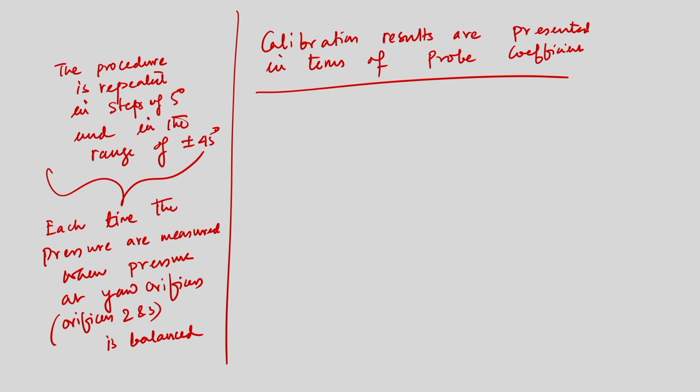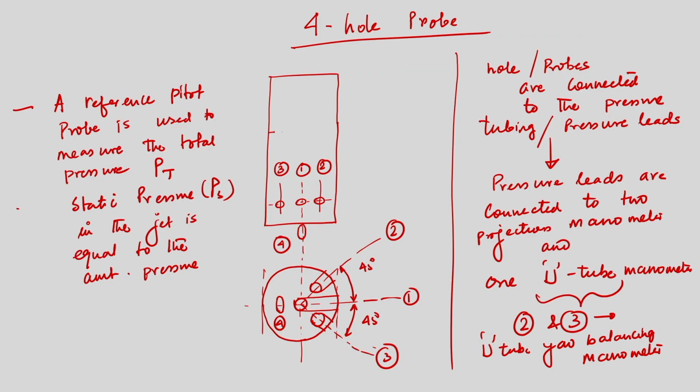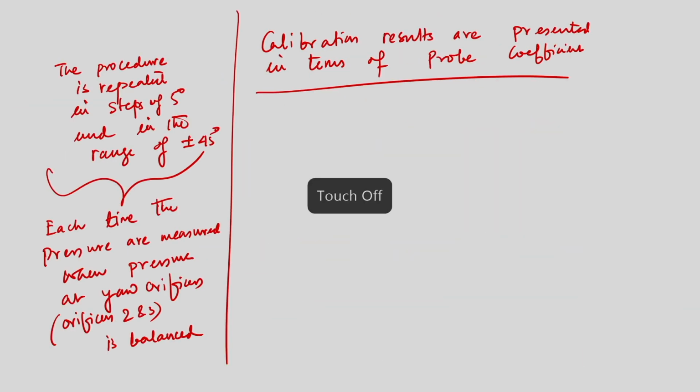So, that means this is the procedure. I do repeat again. So, what are the steps? We need to place the probe in a jet. Our reference pitot tube, our reference probe, is used to measure the total pressure. Static pressure of the jet is equal to the atmospheric pressure. Now, 1, 2, 3 and 4, there are 4 different probes. 1 and 4, these 2 probes are connected to the projection manometer. Probes 2 and 3 are connected to one U tube balancing manometer, and these orifices are known as null orifices.